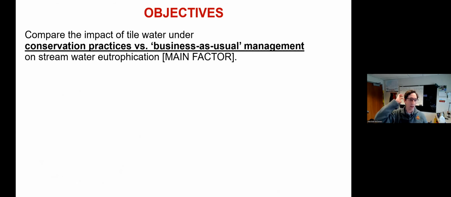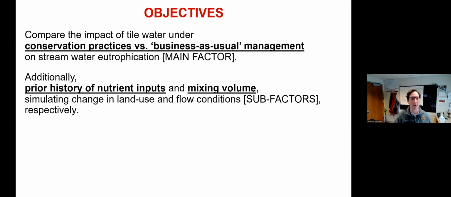The objective was to compare the impact of tile water under conservation practices versus a business as usual management, so that's corn, soybeans with no cover crop, on stream water eutrophication, so directly measuring eutrophication. Additionally, we wanted to know, does the prior history of nutrients matter, and the mixing volume? And we're simulating a change in land use, right? So a stream that maybe didn't have a lot of nutrient inputs prior, but then because of land use change is now receiving nutrients.